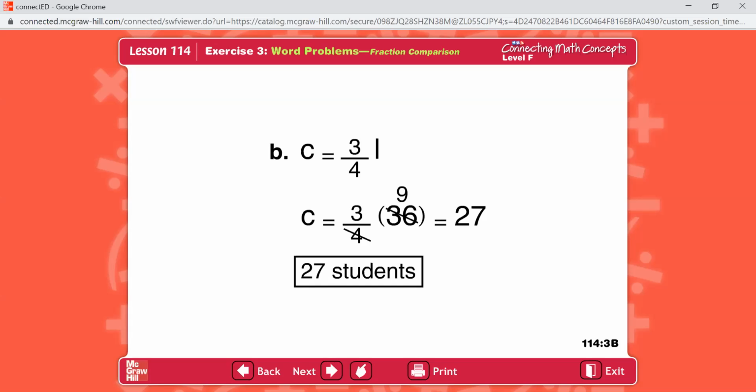Problem C. The boat weighed 3/7 as much as the truck. The truck weighed 14 tons. How much did the boat weigh? The equation you should start with is B equals 3/7 T. Pause the video now to work the problem. Resume when you're ready to check your work.